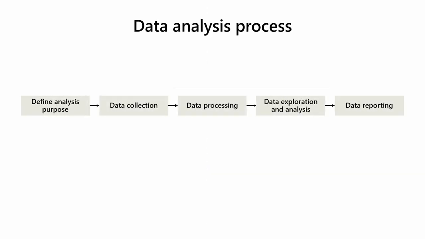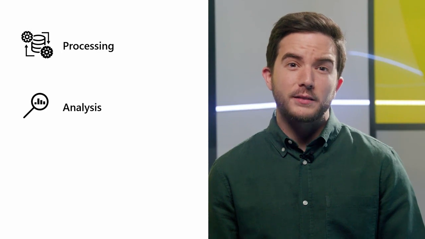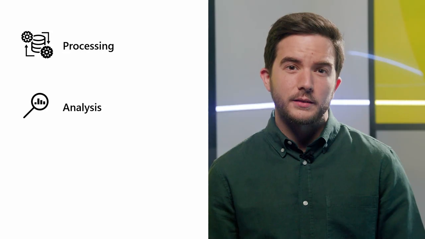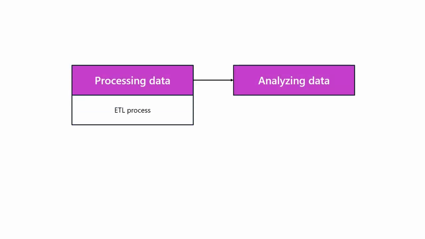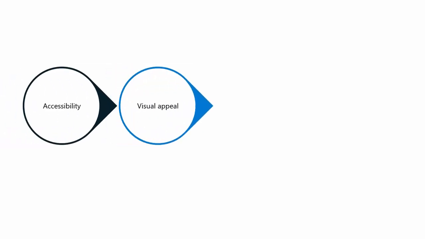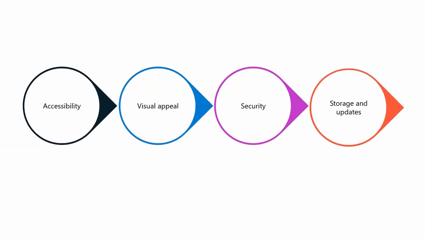You then explored the processing and analyzing stages of data analysis some more. Processing involves transforming raw data in preparation for analysis, and analysis involves analyzing the processed data and generating insights. You were briefly introduced to the extract, transform, load, or ETL processing method, and learned about DAX calculations and visualizations in data analysis. You also learned about some factors to consider before sharing reports with stakeholders, including the accessibility, visual appeal, and security of your report, as well as data storage and refresh schedules.